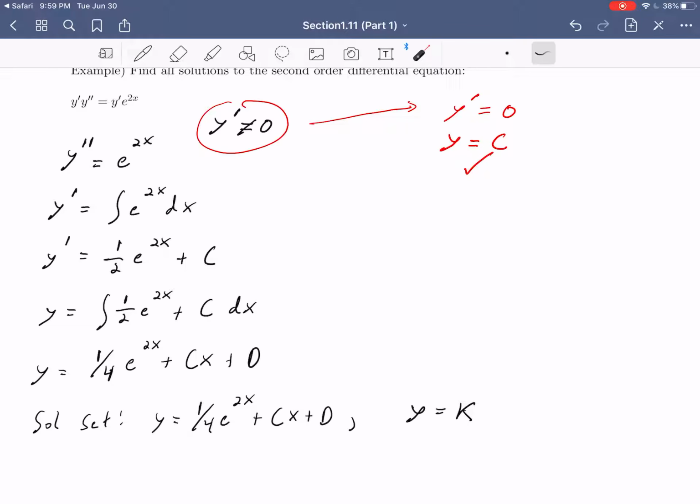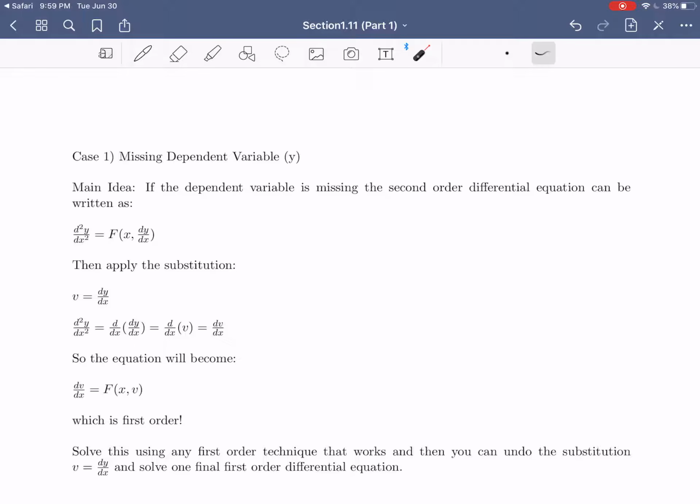Now let's take a look at case 1, which is a little bit different. For case 1, we're actually going to analyze it before we take a look at an example. So case 1 is what we reference as the missing dependent variable, meaning that there is no y in your differential equation. So if there is no y in the differential equation, then you should be able to rewrite it as the second derivative is equal to a function of x and the first derivative.